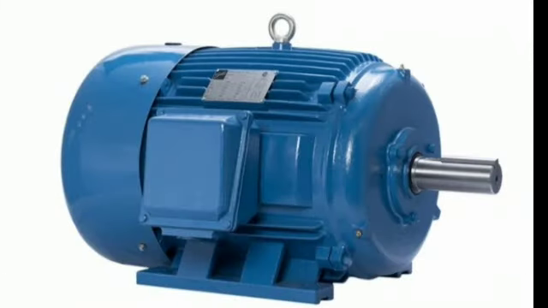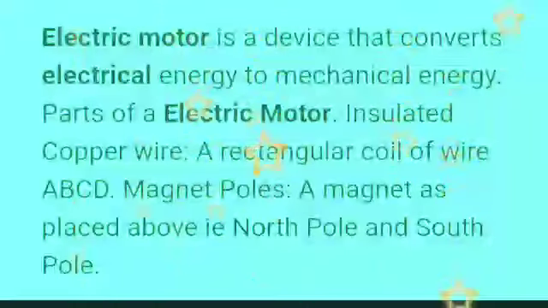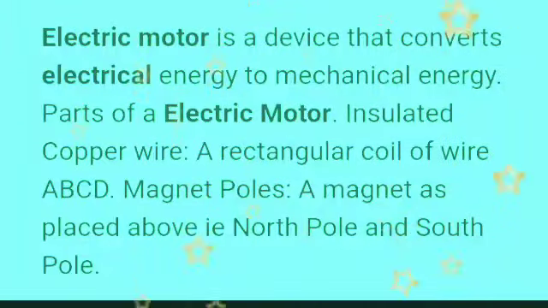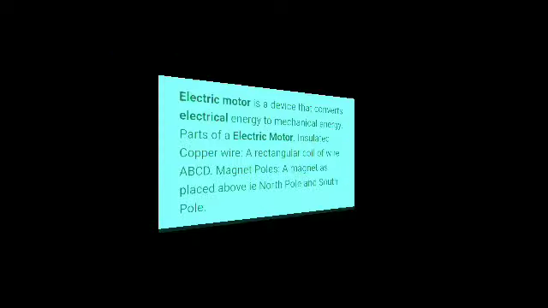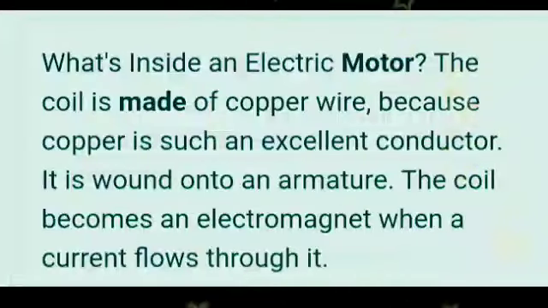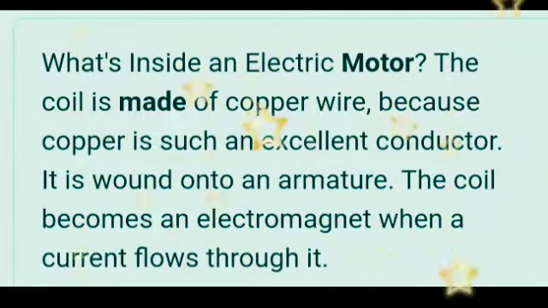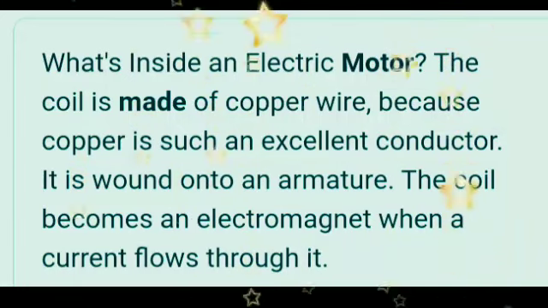Next topic is electric motor. What is an electric motor? An electric motor is a device that converts electrical energy into mechanical energy. What is inside an electric motor? The coil is made up of copper wires because copper is a good conductor of electricity. It is wound onto an armature. The coil becomes an electromagnet when a current flows through it.